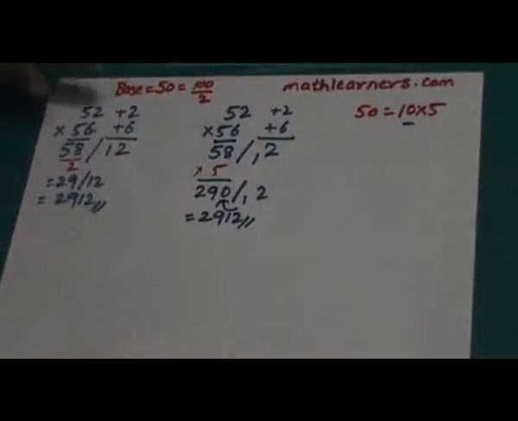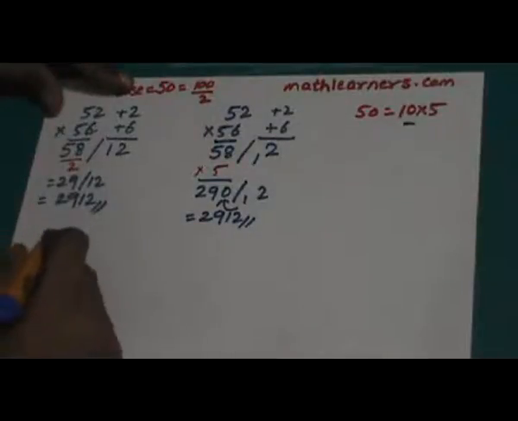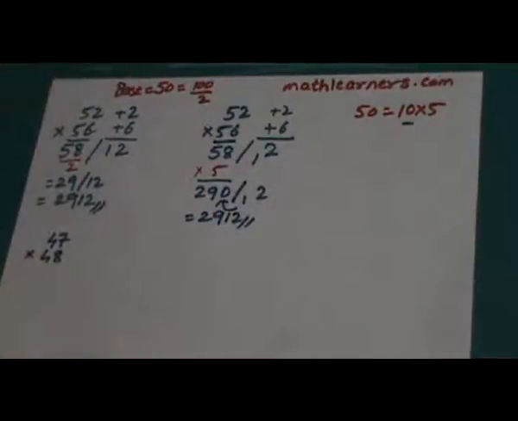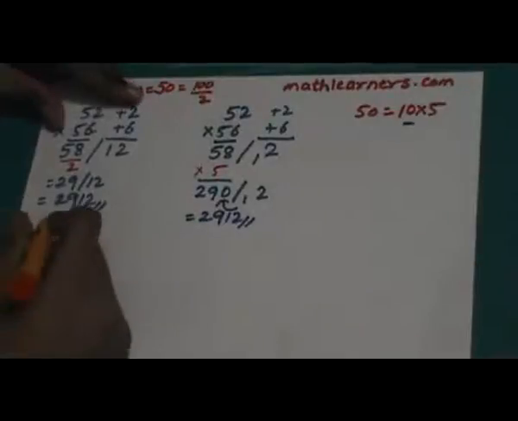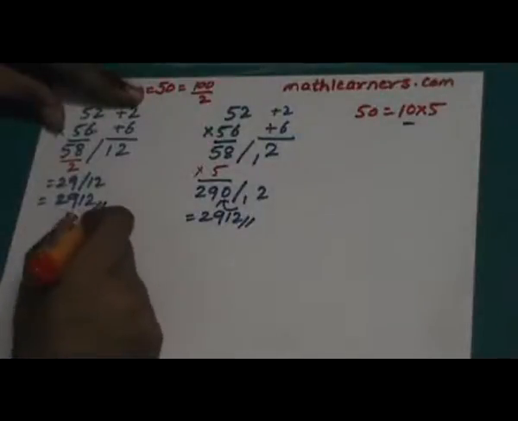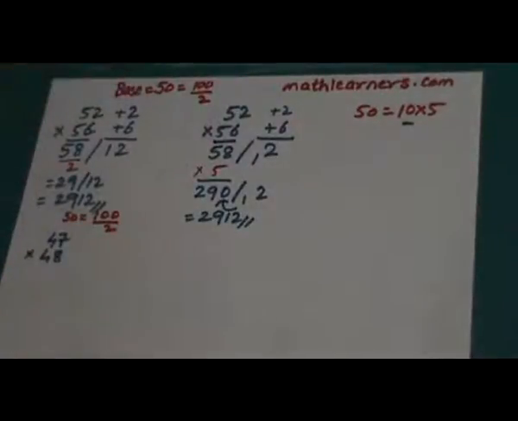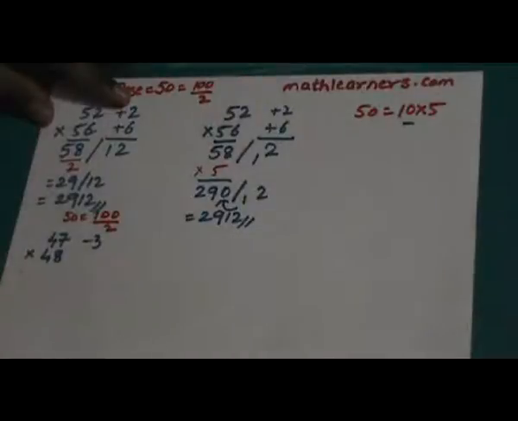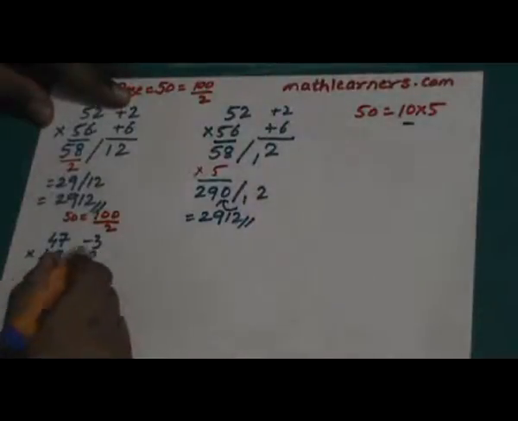Let's take a few more examples. Let's say we want to multiply 47 and 48. Base can be taken as 50, that is 100 by 2. 47 is 3 less than 50, so it can be written as minus 3. 48 is 2 less than 50, so can be written as minus 2.